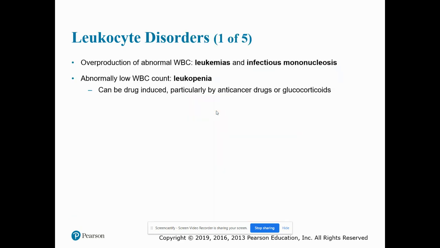All right. So then we have leukocyte disorders. An overproduction of abnormal white blood cells would be leukemias or infectious mononucleosis. And then an abnormally low white blood cell count is leukopenia. And this can be induced by drugs, particularly anti-cancer drugs or glucocorticoids.